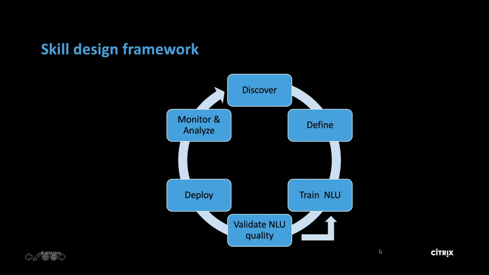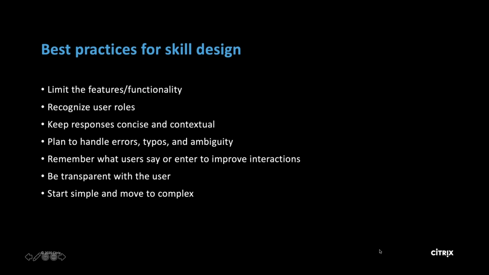First, we do discovery and problem assessment. Secondly, we define what elements, flows, data, analytics we need to create. Then we train NLU models and validate them with quality metrics and analytics. Then the agent is deployed and configured. Finally, active use and quality of the agent is monitored, and if required, its behavior and usage analyzed for further possible improvements. I will present some best practices for skill design.